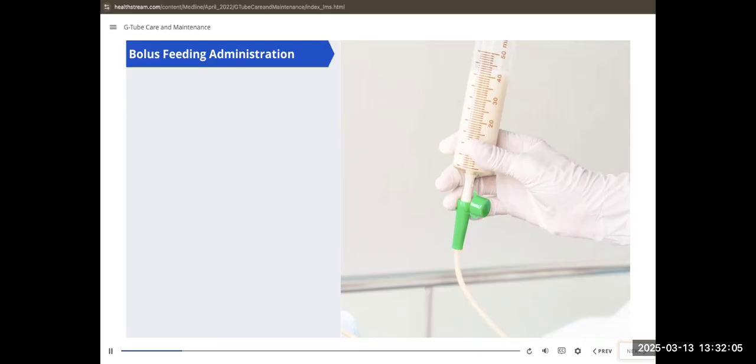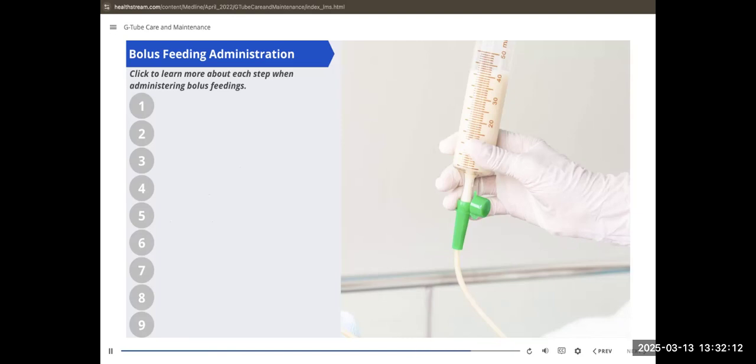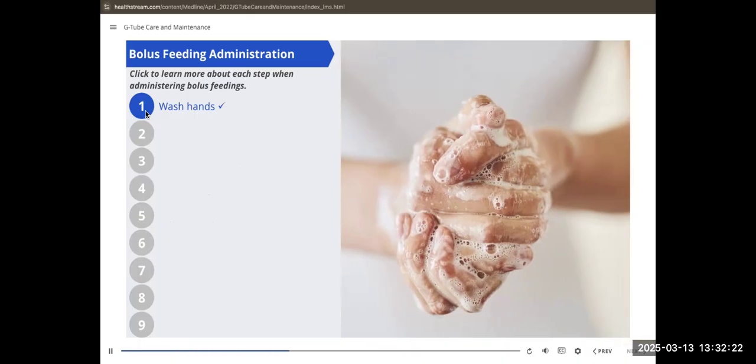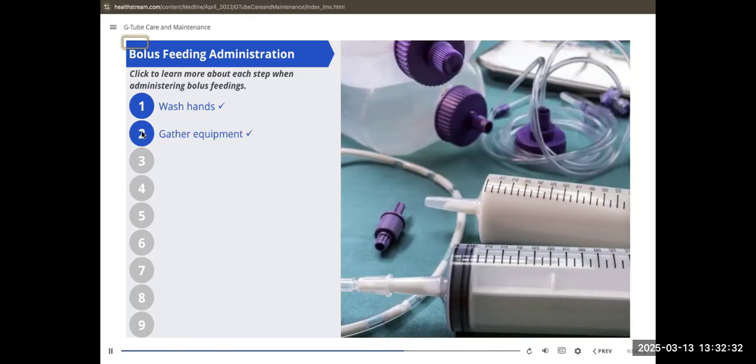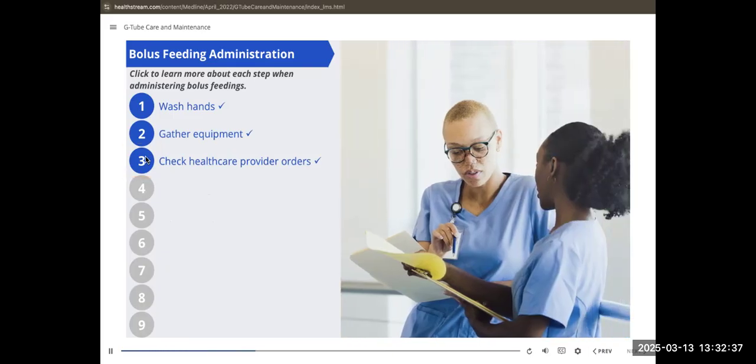Bolus feedings are given via a syringe and are administered at specific times. Click to learn more about each step when administering bolus feedings. When administering a bolus feeding, wash your hands with soap and water for 15 to 20 seconds. Next, gather your equipment. When the nurse is preparing any type of feeding, the healthcare provider's order needs to be verified.